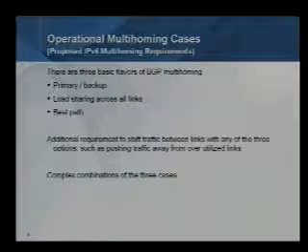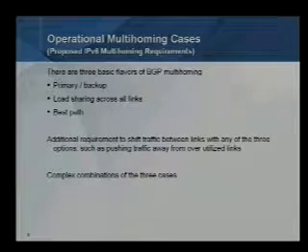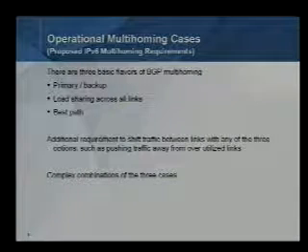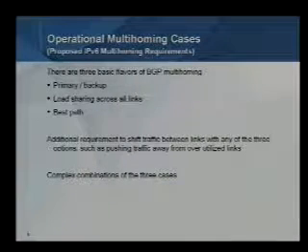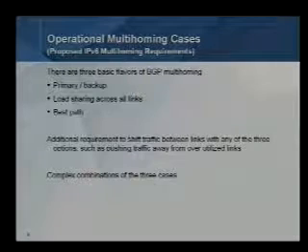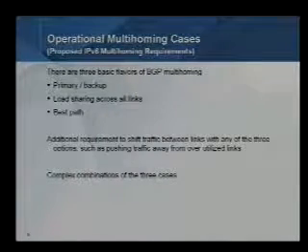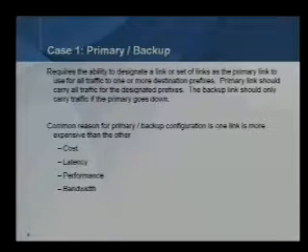There's three basic flavors: primary backup, load sharing across all of your links, and the concept that you're using the best or shortest path between the source and destination. In addition to these three cases, there's the additional requirement to be able to shift traffic around in any of the three cases. That way, if you have a link that's overutilized, you can migrate some of the traffic away from that link. The fourth thing I want to point out is that these three cases are actually the building blocks, and they can be combined together in very interesting and complex ways.